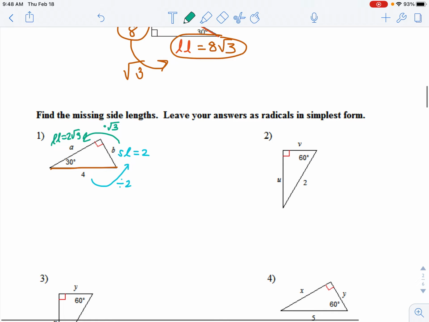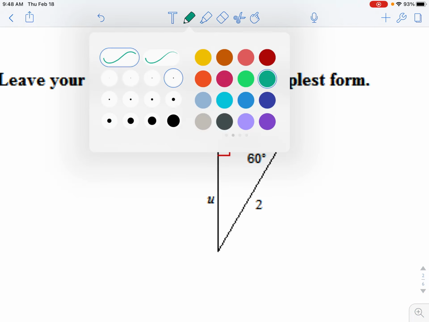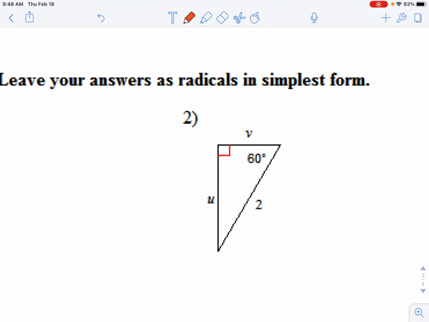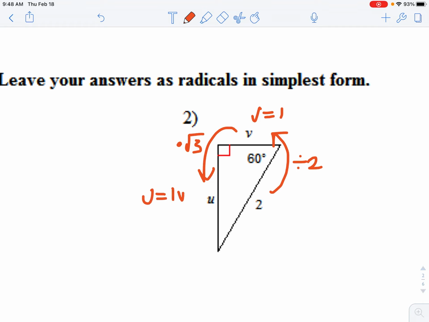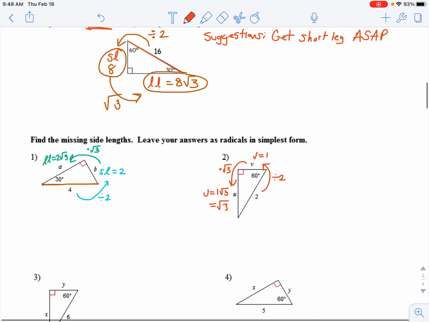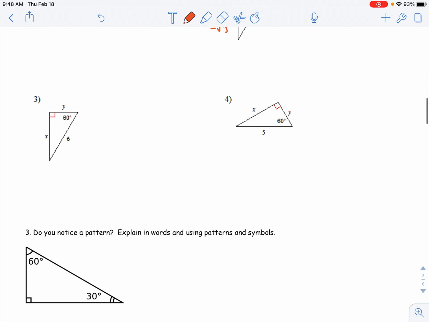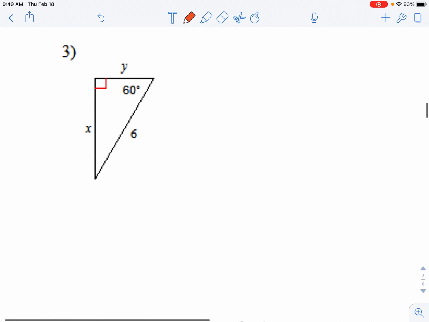We could use the Pythagorean theorem each and every time and get these numbers, or we can just memorize the rules and apply them. Given the hypotenuse, we're going to divide by 2, so v equals 1. Then to get to the long leg, we're going to multiply by radical 3, so u equals 1 radical 3. But we just write that as radical 3, just kind of like x. Don't write the 1 out in front. That's it. Pretty cool.